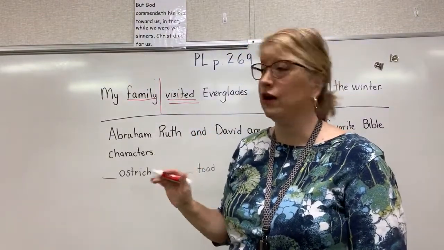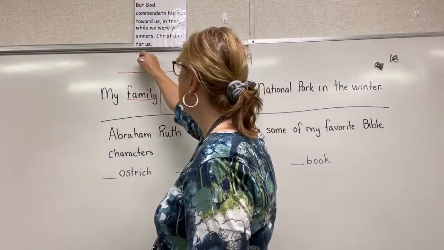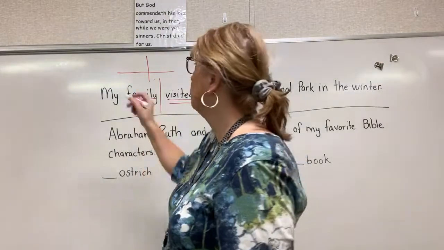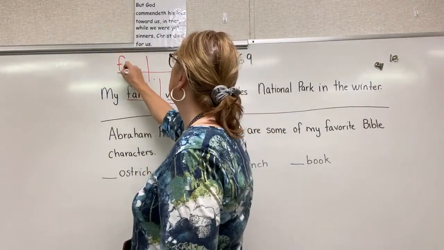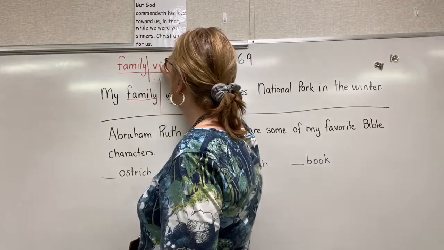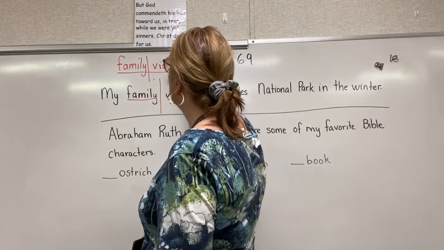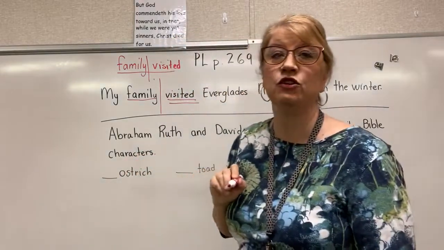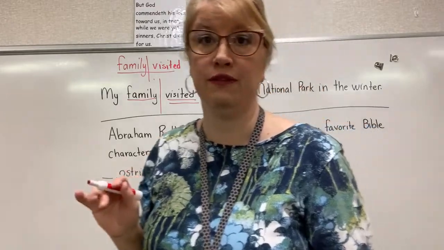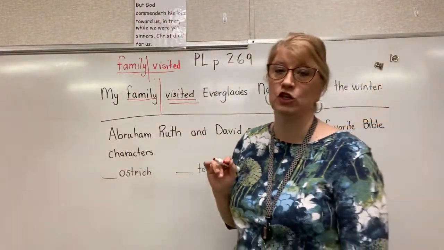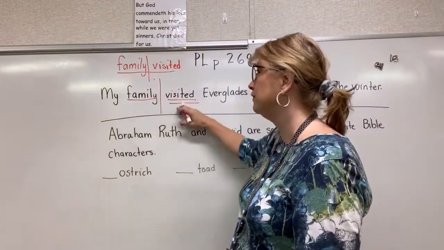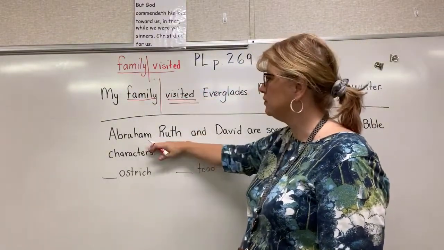Now to diagram, we just make our diagram. It will be done for you on your paper, but I have to make mine. You write family, the subject, and then you write visited. Now I am writing in print because I think it's easier for you to read on the video, but you have to write in cursive. Neatly, neat cursive. Okay, so we just did this. We have our subject, we have our verb, we've diagrammed it. Let's go to the next sentence.